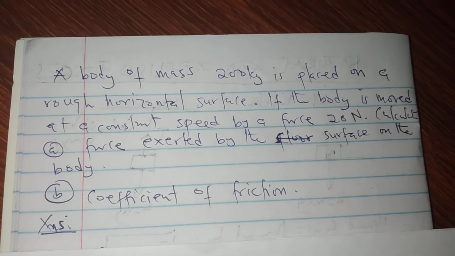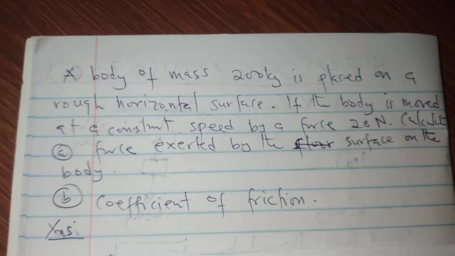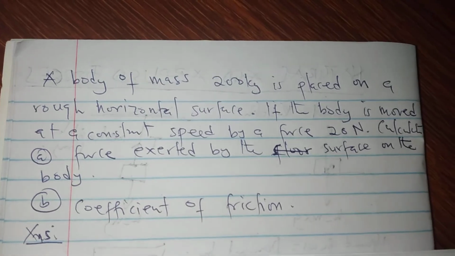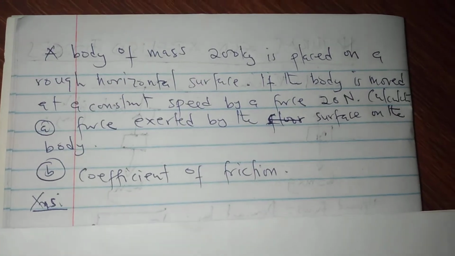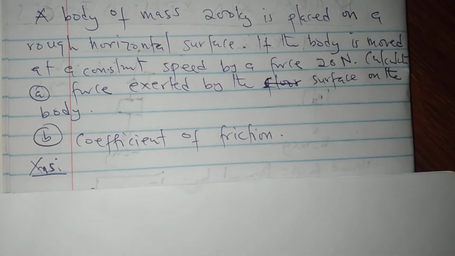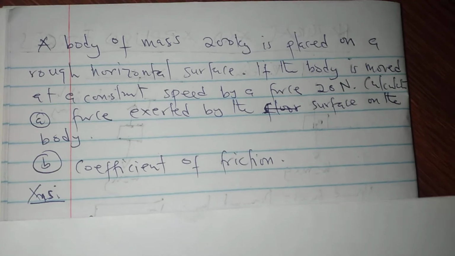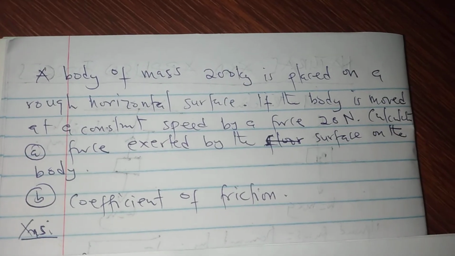Now I have a question of a body of mass 200 kilogram, which is placed on a rough horizontal surface. If the body is moved with a constant speed by a force of 20 Newton, calculate A, the force exerted by the surface on the body, and then B, the coefficient of friction.